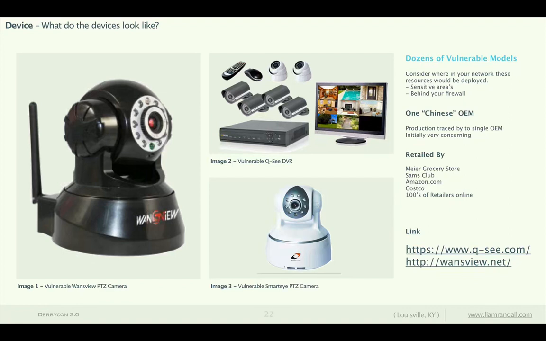And if you consider where cameras are deployed to begin with, they're already typically in your sensitive areas because it's where you want some kind of physical security. It could be behind your firewall.